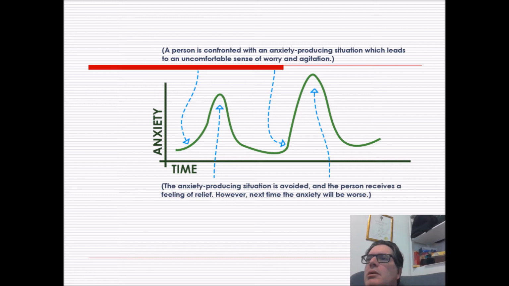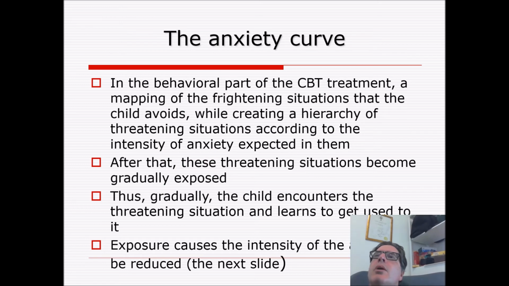So you need to actually go through with the frightening experience, and then you'll find it less and less frightening. Of course, it needs to be gradual. If you do it and it will be traumatic, then of course, it will only make you feel worse. So in CBT, what we would do is map all the frightening situations that the child avoids, create a hierarchy of threatening situations, and then gradually expose the person to the situations as the time goes by.